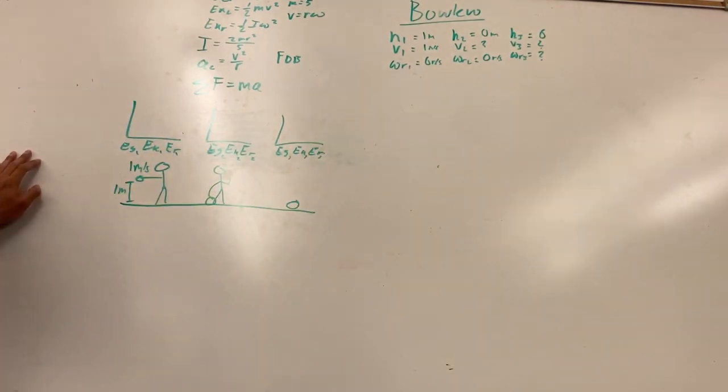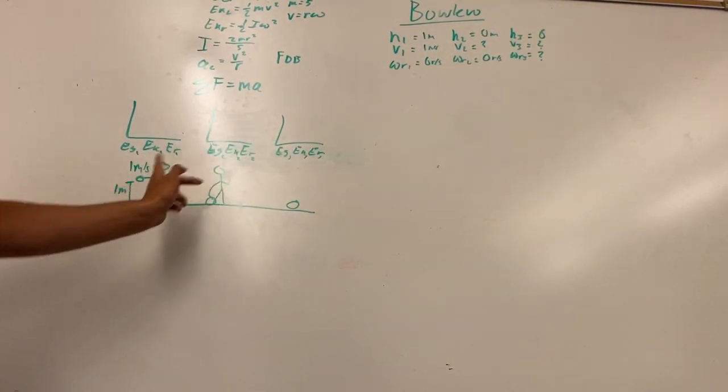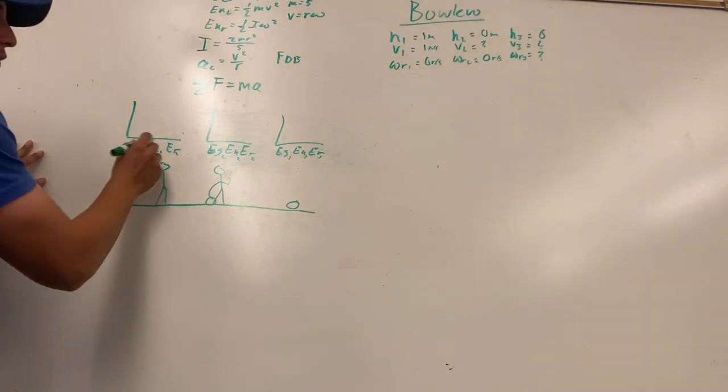So these bar graphs represent each event. These bar graphs represent each event going on. Event 1, event 2, event 3.